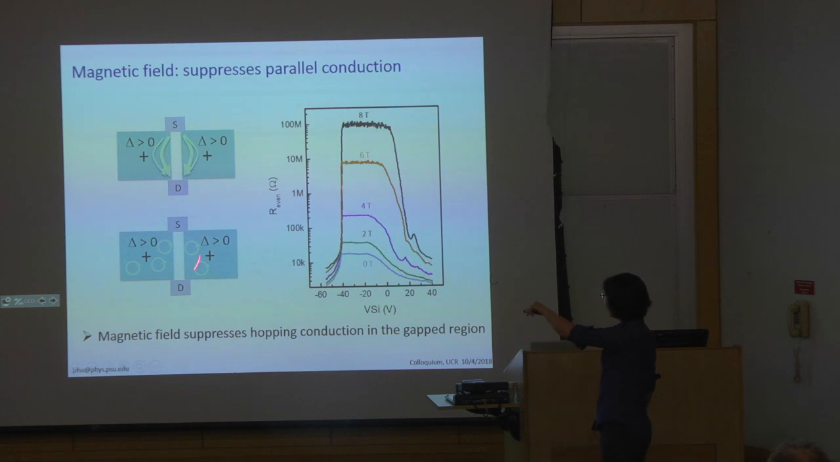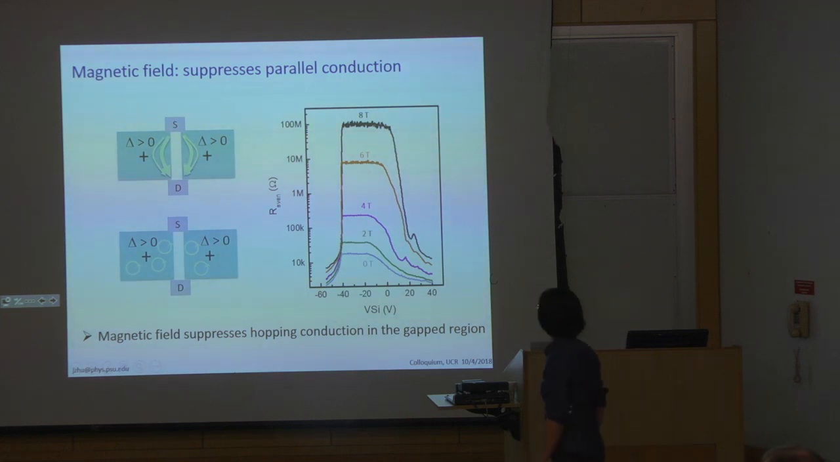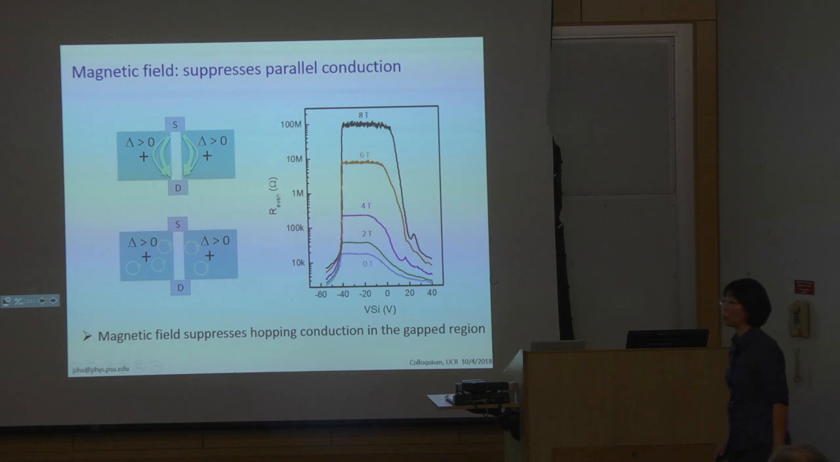So by turning on a magnetic field, I can make them run in circles, just like what I showed you in the quantum Hall effect. So they don't conduct anymore. My resistance very quickly goes to very large values as I crank up the magnetic field. This is usually 1.5 tesla. If I don't mark it, it's 1.5.